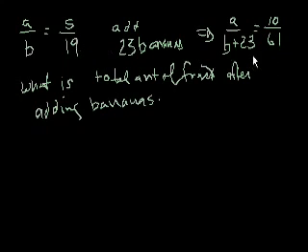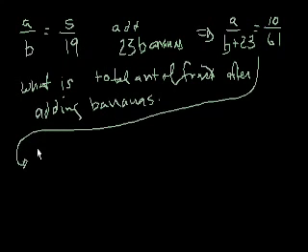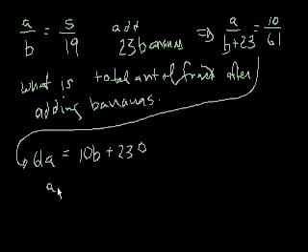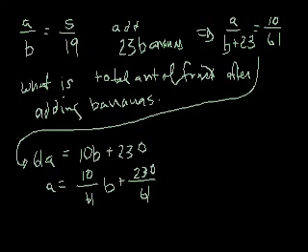Well, once again, we have two equations and two unknowns. I guess let's take this equation first because it's a little more complicated. We know if we cross multiply that 61A is equal to 10B plus 230. And if we divide both sides by 61, we know that A is equal to 10 over 61 B plus 230 over 61. All right?